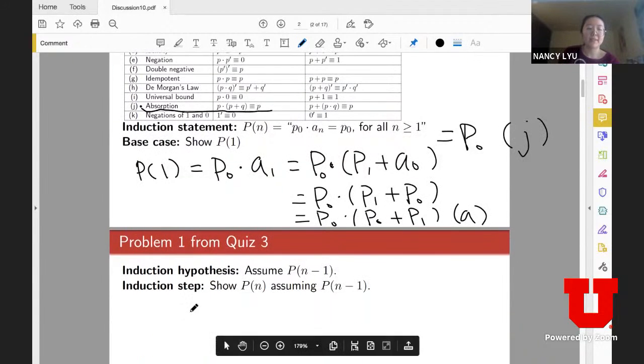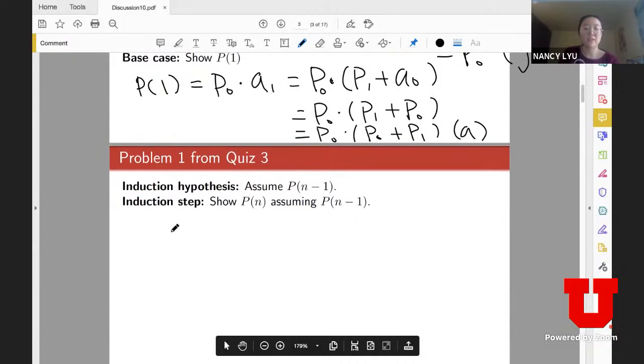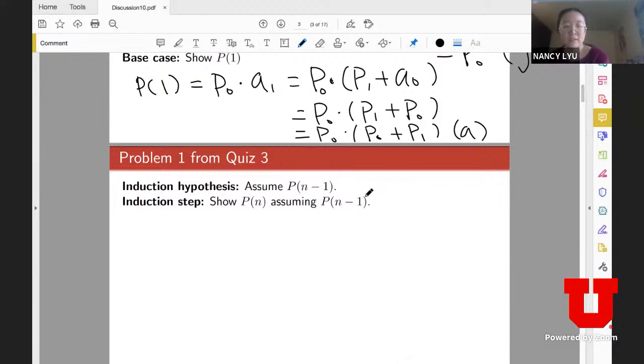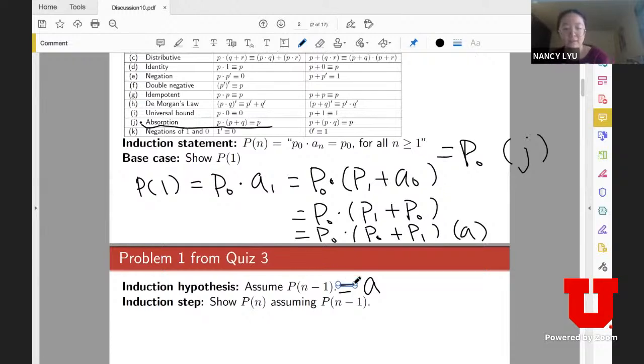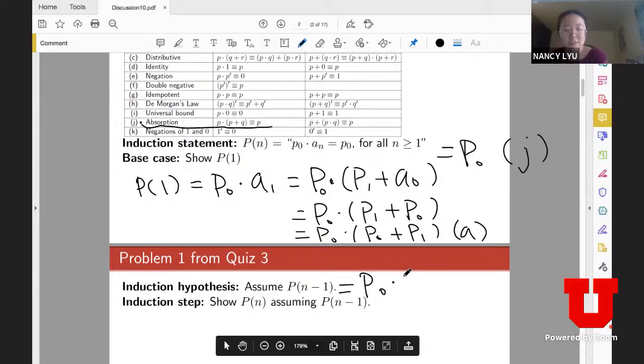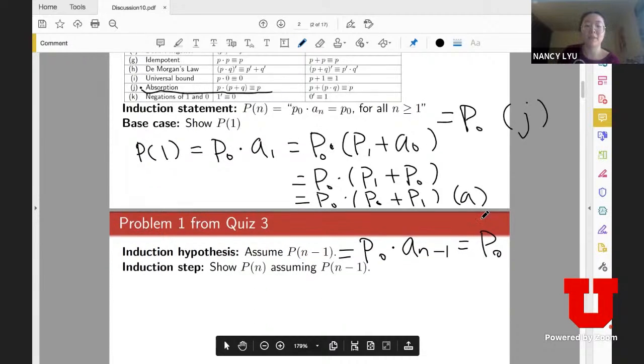All right, the base case should be pretty straightforward. And for the induction hypothesis, we assume that Pn minus 1 is true. So let's write out what Pn minus 1 is. We have P0 dot A sub n minus 1 equals P0. That's our Pn minus 1.